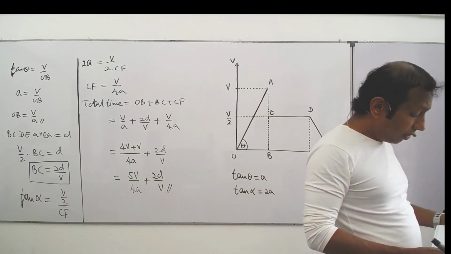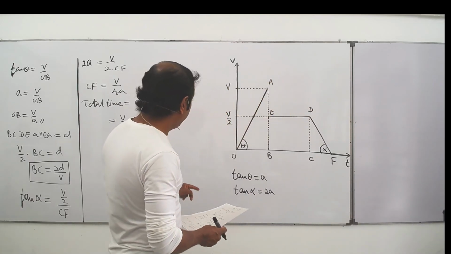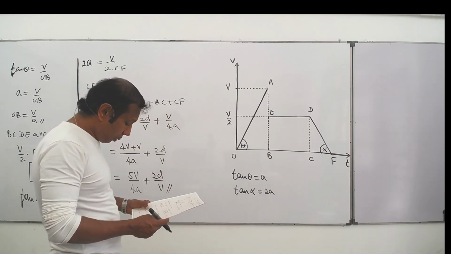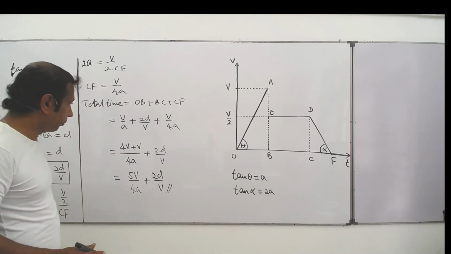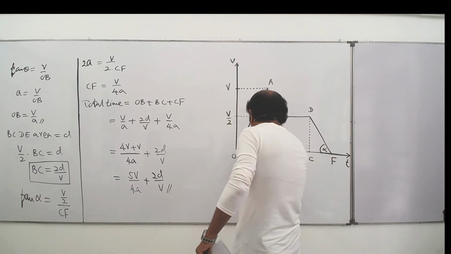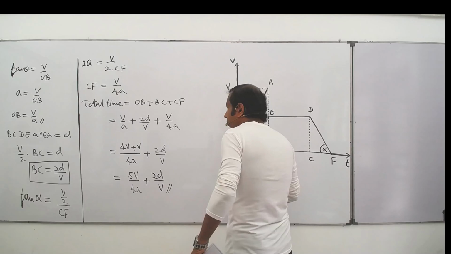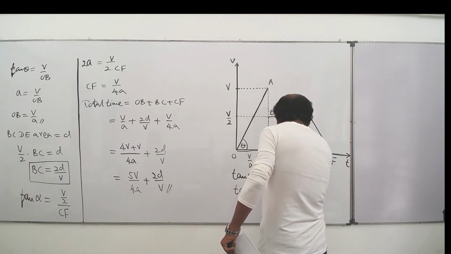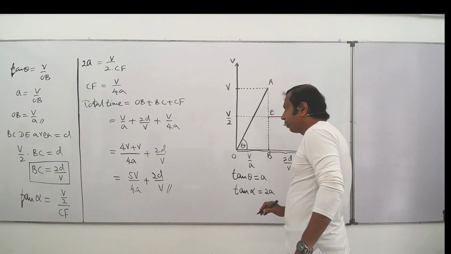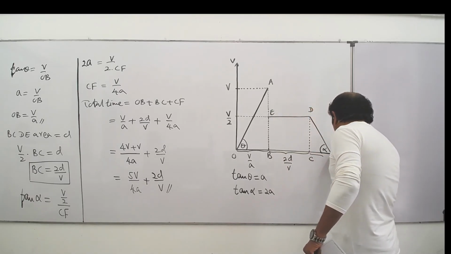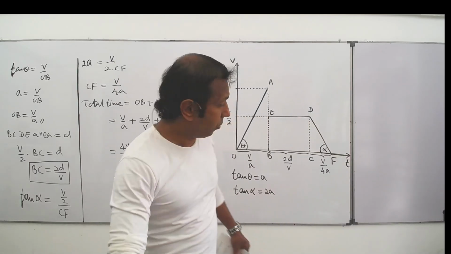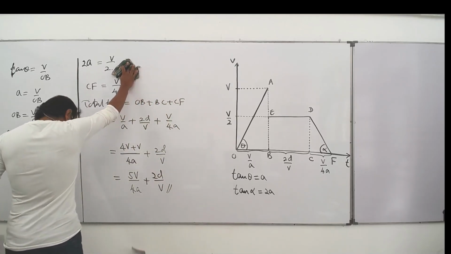Also find the total distance traveled. Total distance traveled means this total area, right? This OAB area, the BCDE area, which is simply d, given, and the DCF area. Right. Then these times we know: v over a, BC time 2d upon v, CF time v upon 4a. Right. Okay. Now the total distance traveled.